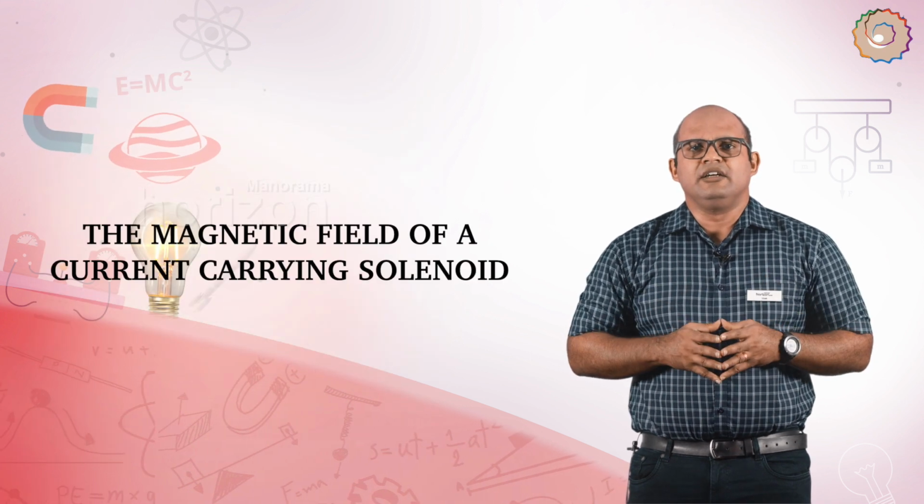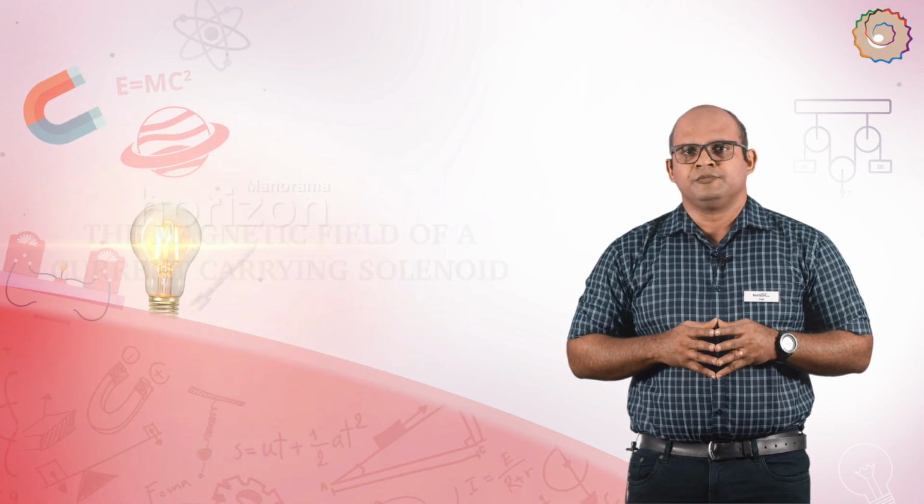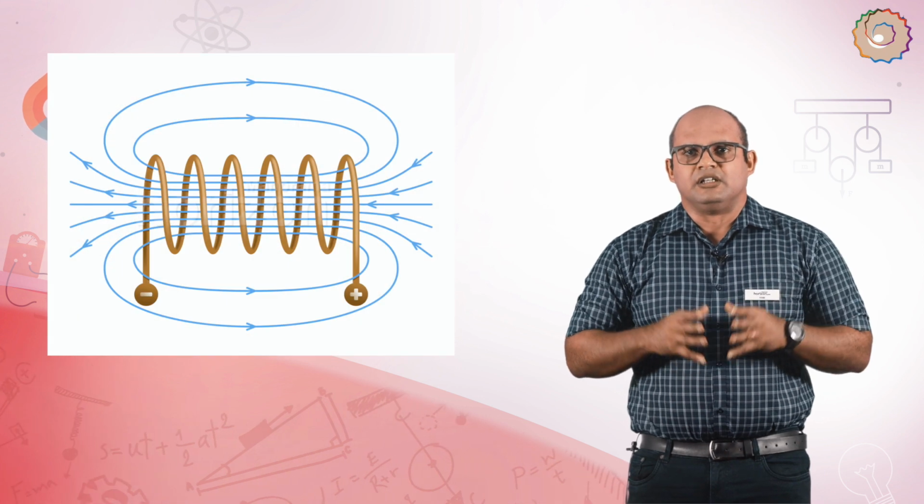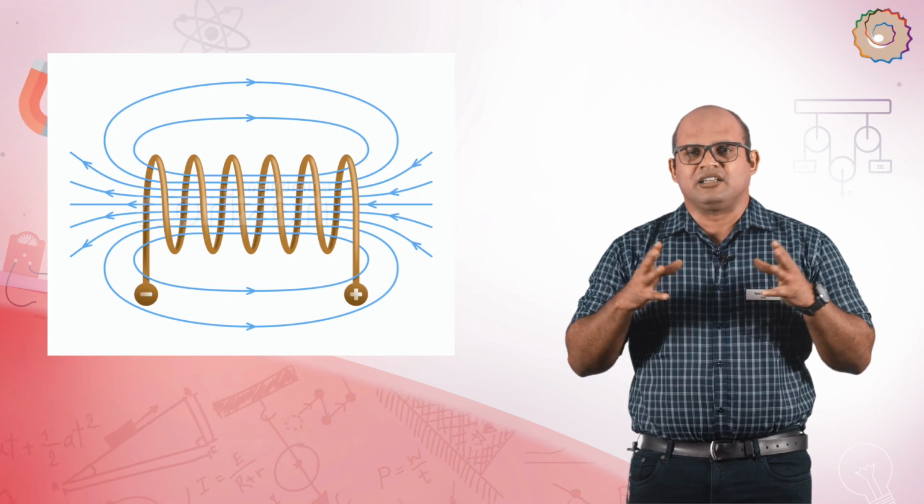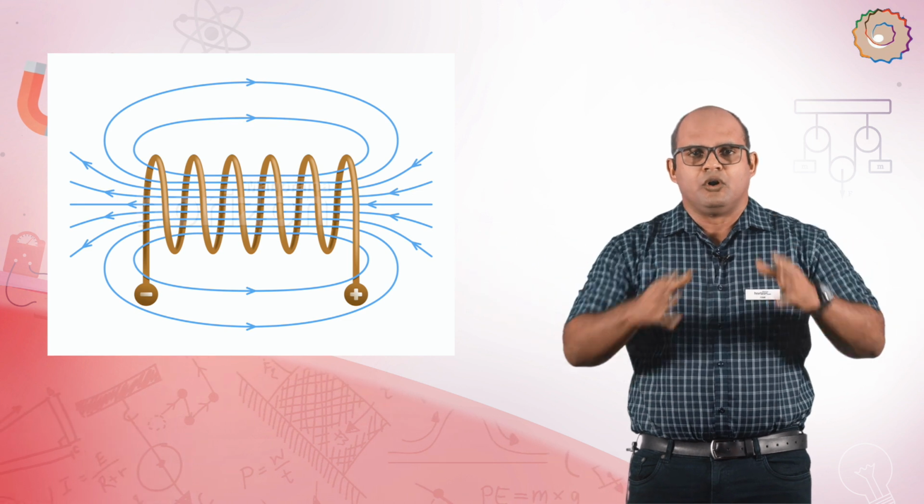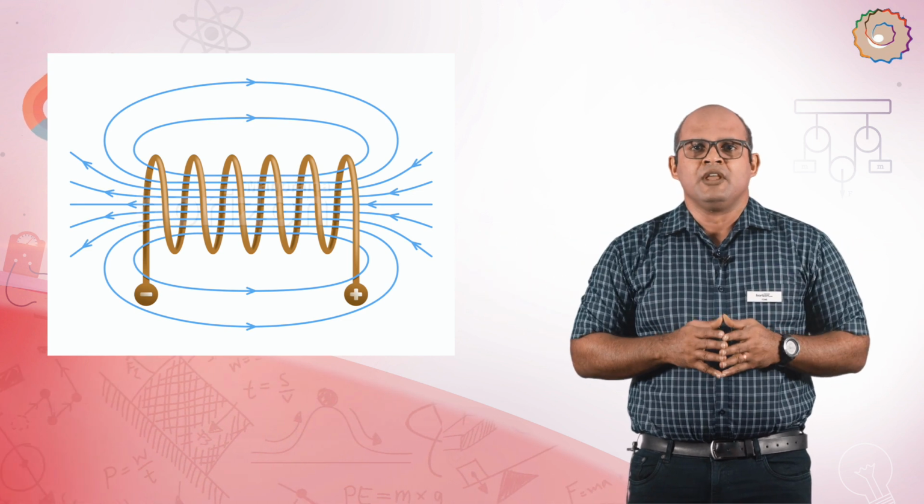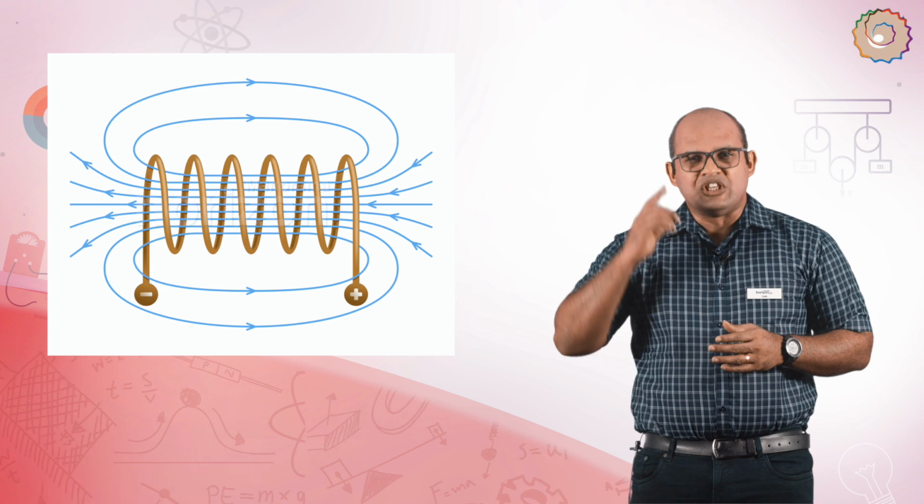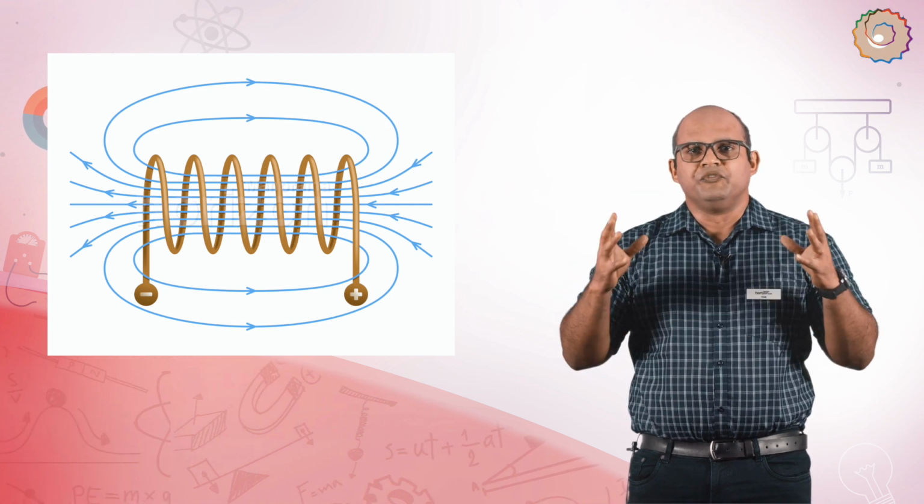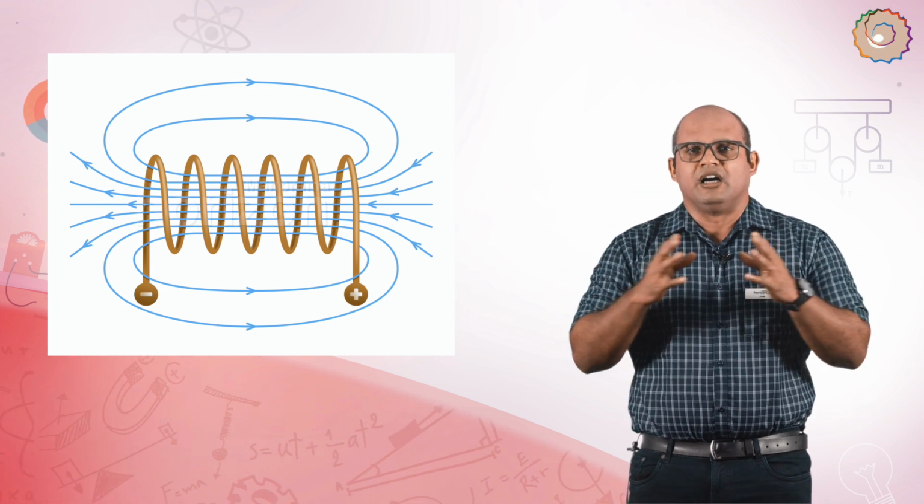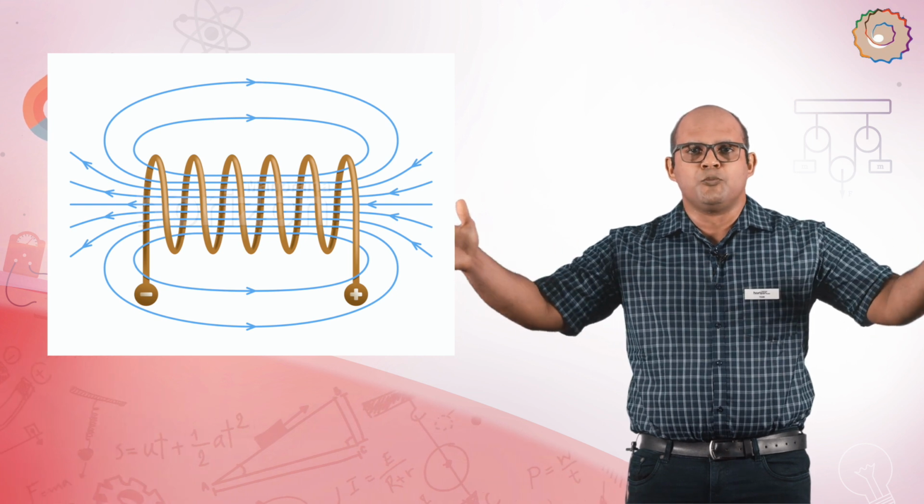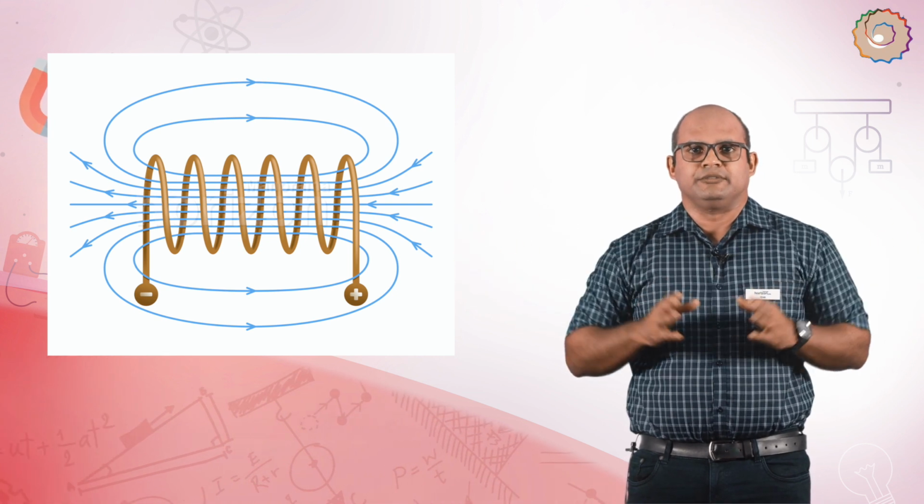The magnetic field of a current-carrying solenoid. As I said earlier, a solenoid can be seen as a collection of several loops all joined in series. Whenever you hear the word solenoid, just replace that word in your mind with a spring. What is a spring? A spring is simply a sequence of several loops of metal all joined together.